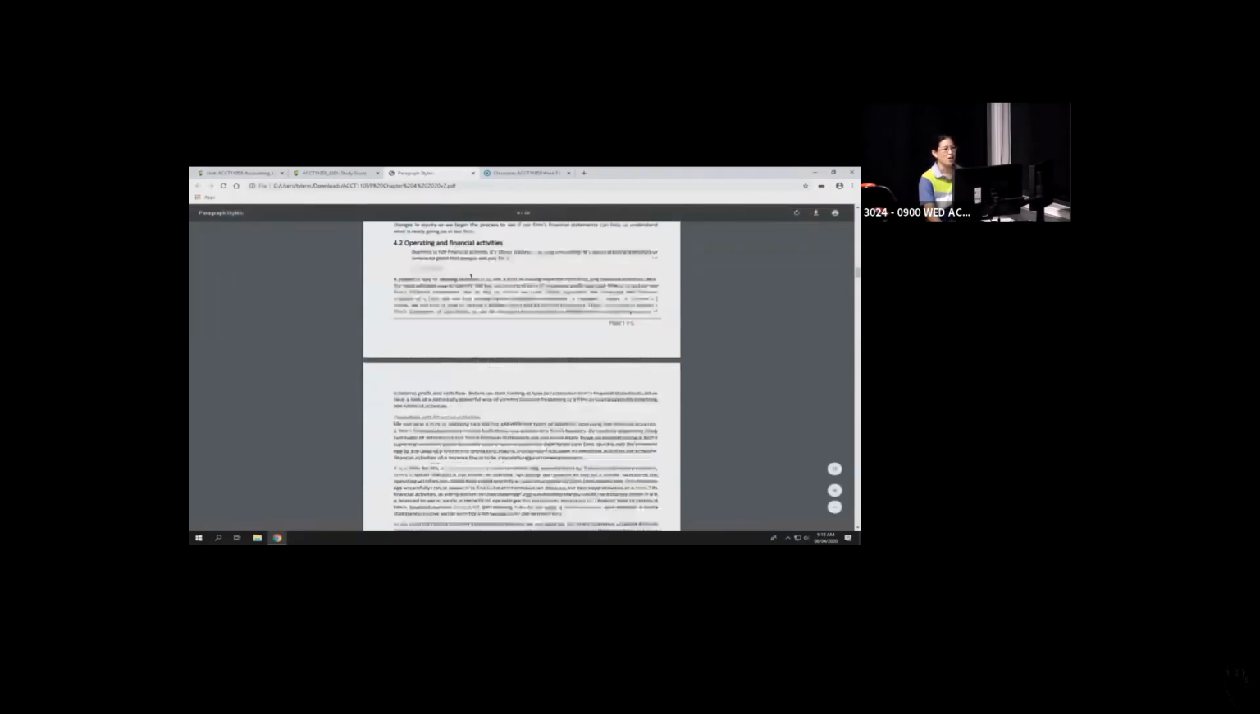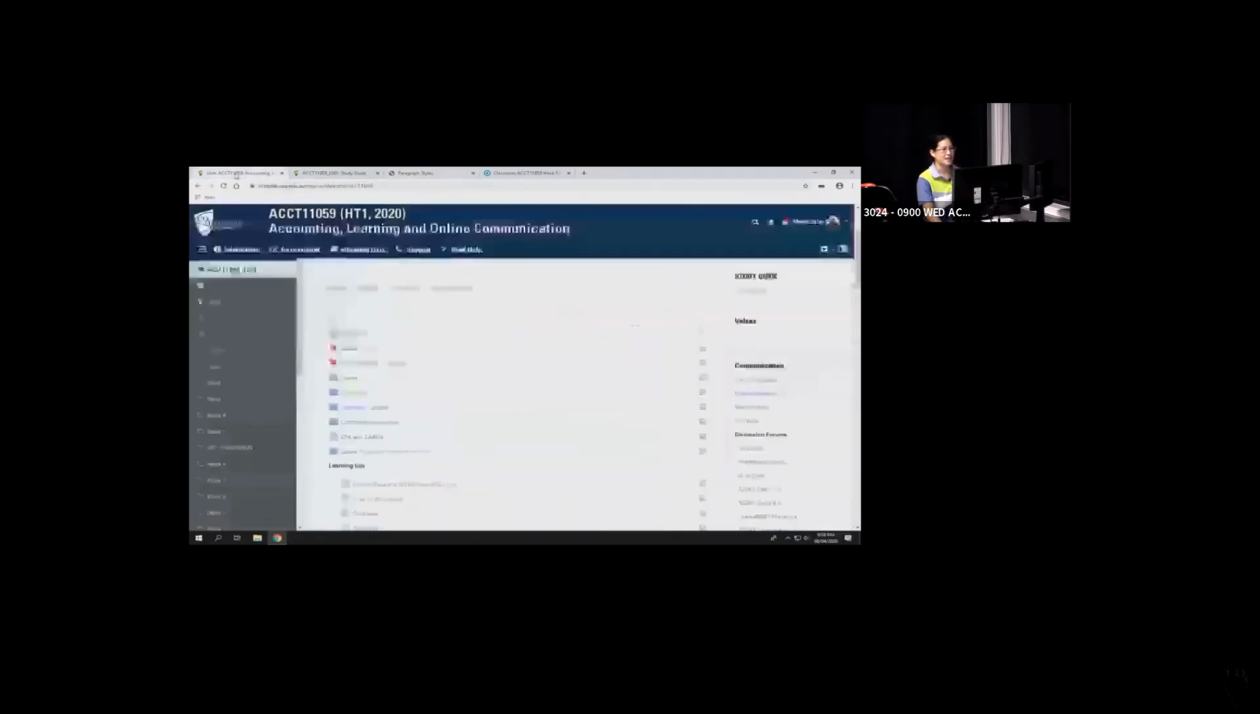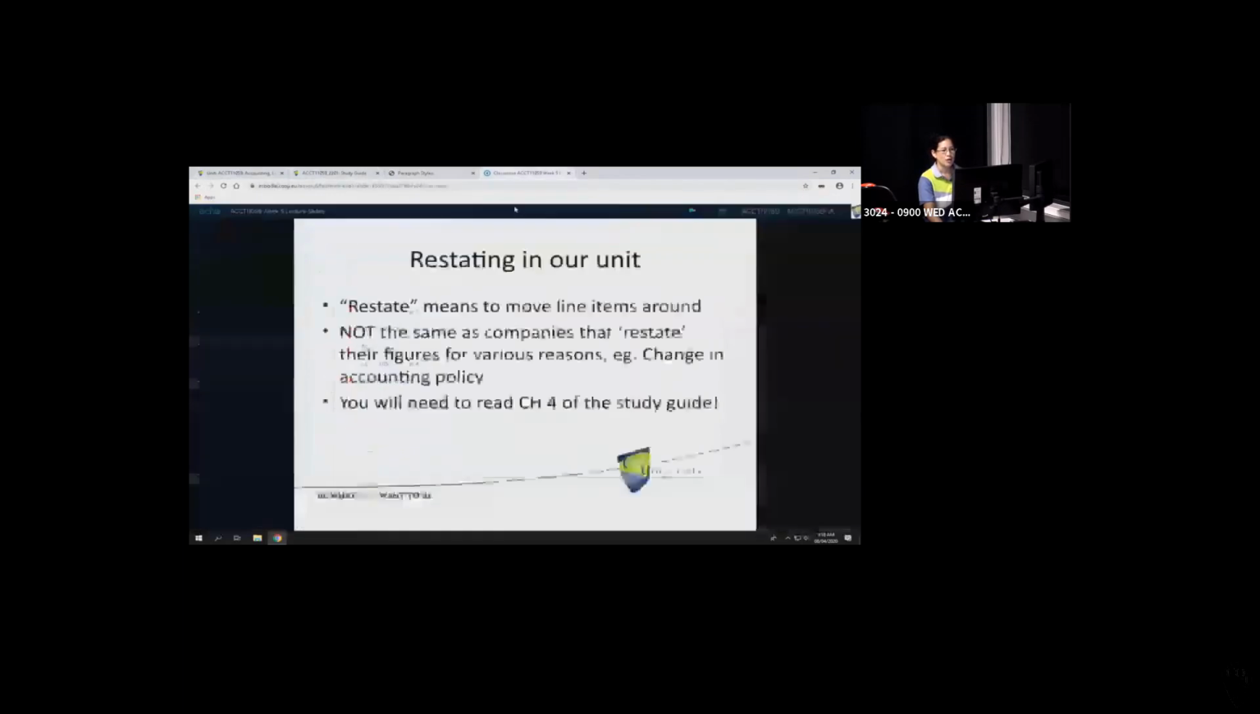Now, who has read chapter 4 and can tell me what we are restating in our unit? What are we moving line items around into? What are the 2 groups that we are moving line items around into? Does anybody know?